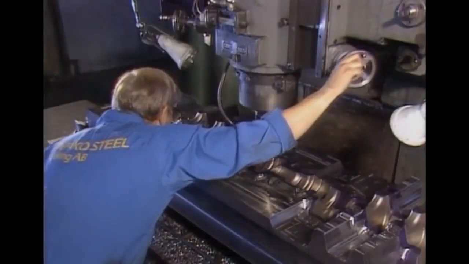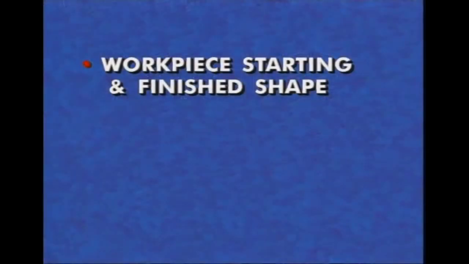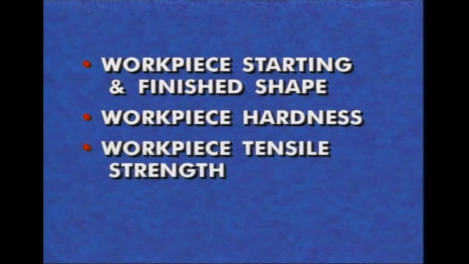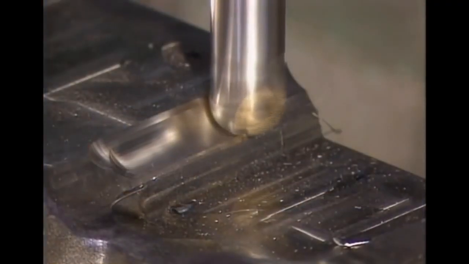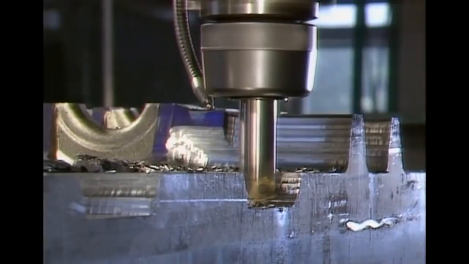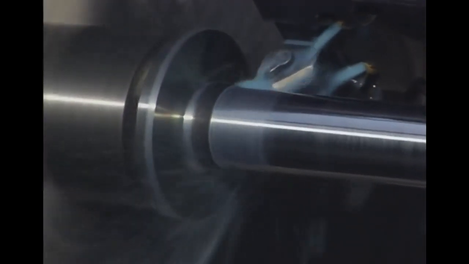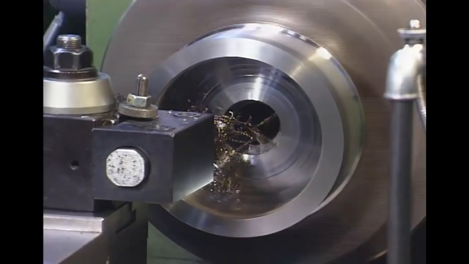To effectively select tools for machining a part, a machinist must have specific information about the workpiece, such as the starting and finished shape, the hardness, the tensile strength, and abrasiveness of the material. These factors all influence the interaction between the tool and the work. The machinist also needs to know whether the workpiece material breaks into short chips easily or whether it tends to flow into long, hard-to-break stringy chips.